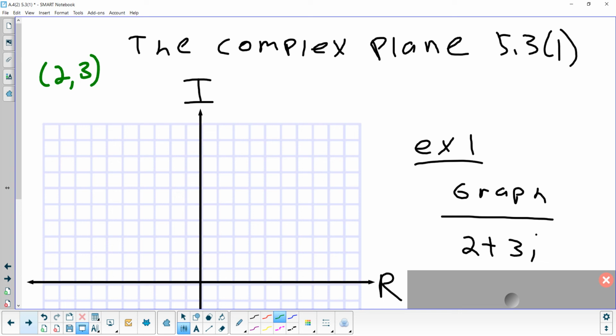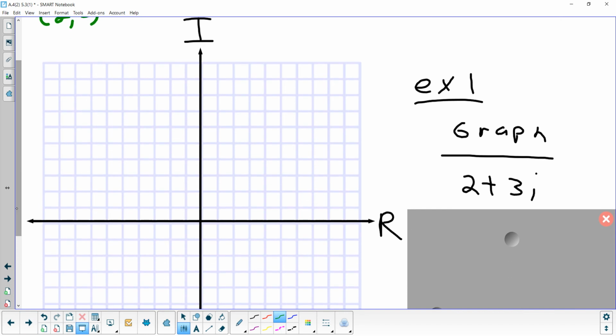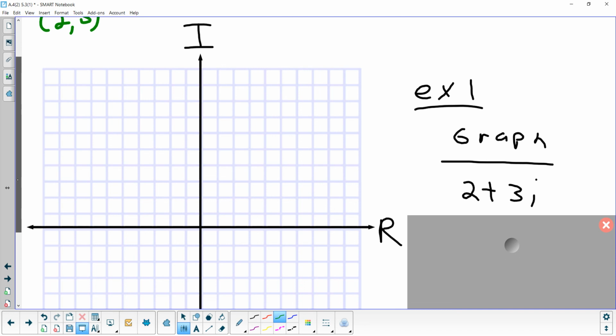The difference is we're using what's called the complex plane. So when we graph complex numbers, we rename the 2 axes. We rename the horizontal axis the reals, and the vertical is the imaginary. But if you think about 2 plus 3i as 2 comma 3, it's going to basically look exactly the same. So let's look at 2 plus 3i.